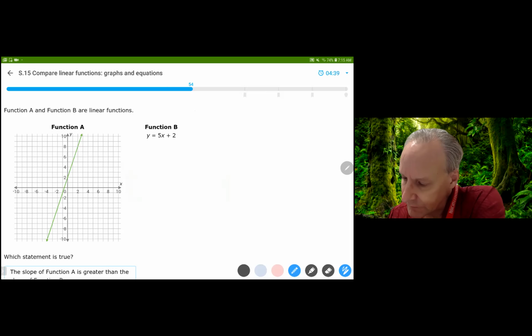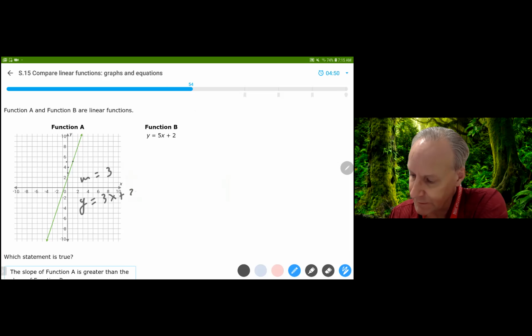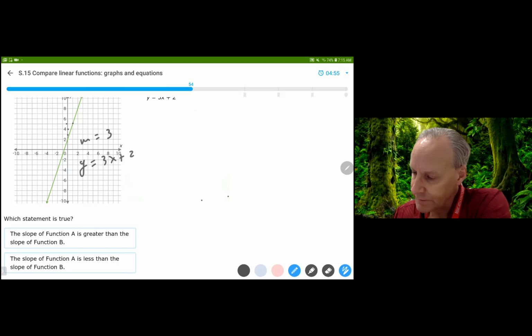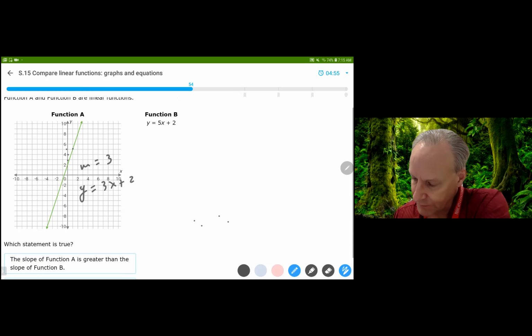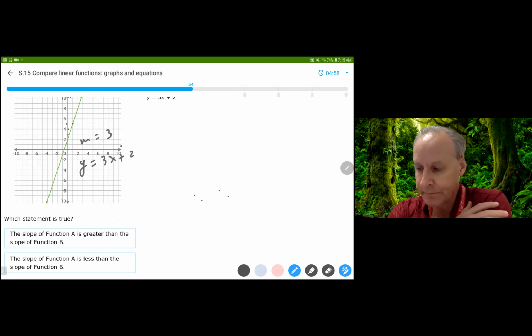Okay, we have a 5x, and let's see. This one has a slope of 3. It looks like 1, 2, 3 over 1. Yep. Slope equals 3. This is y equals 3x plus 2, the equation of the line. And that says that the slope of B is greater, so A is less.